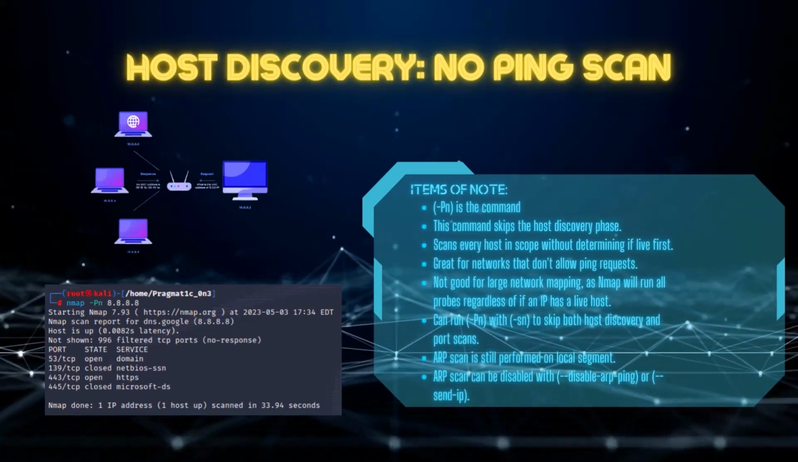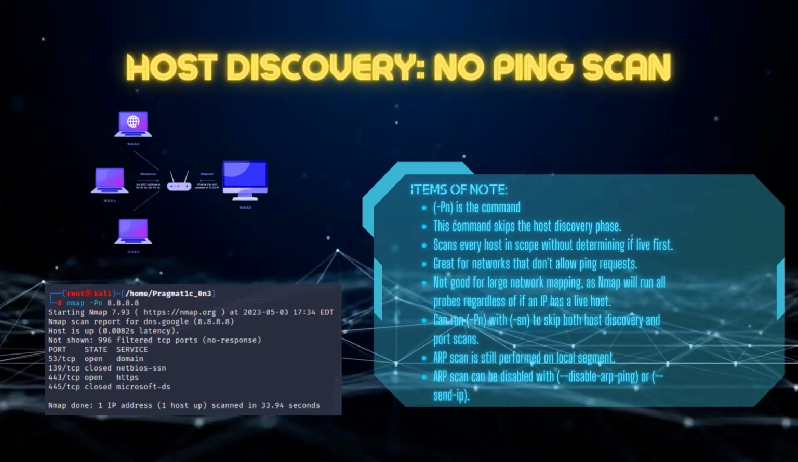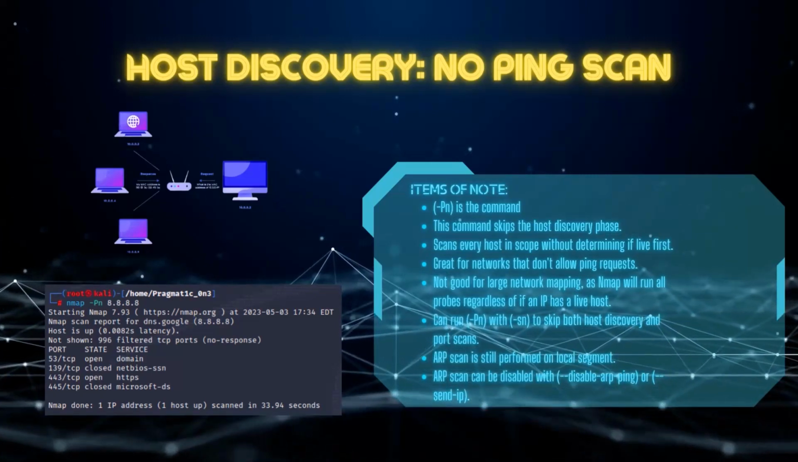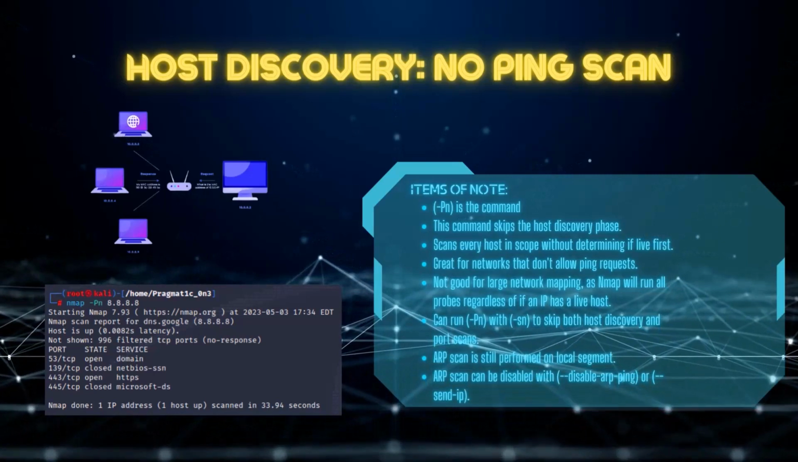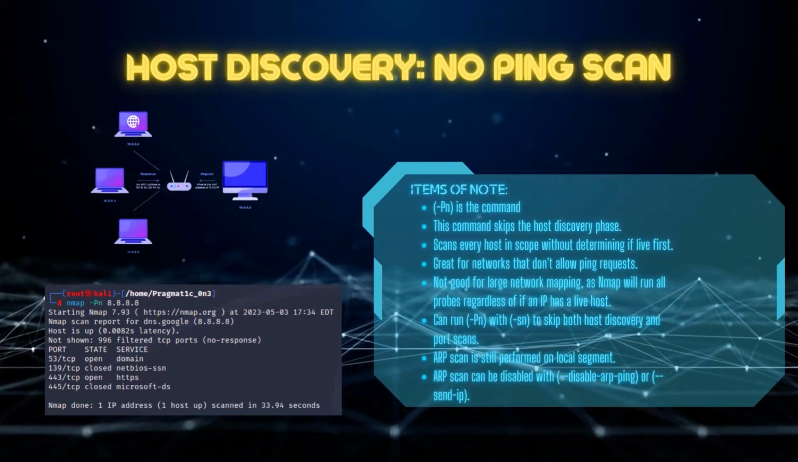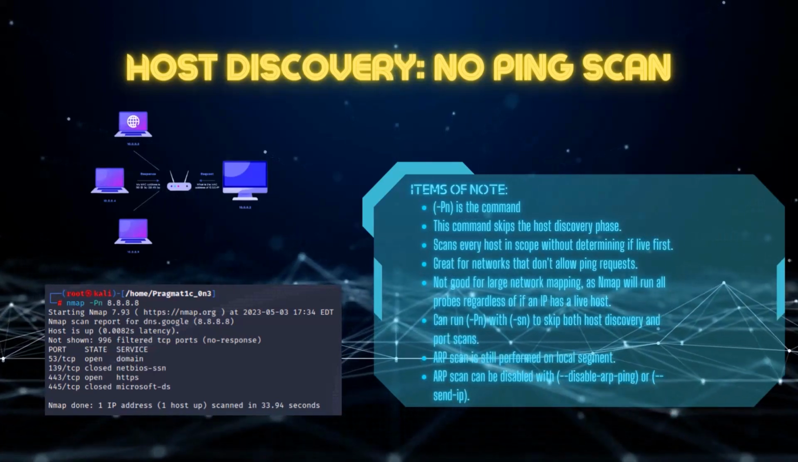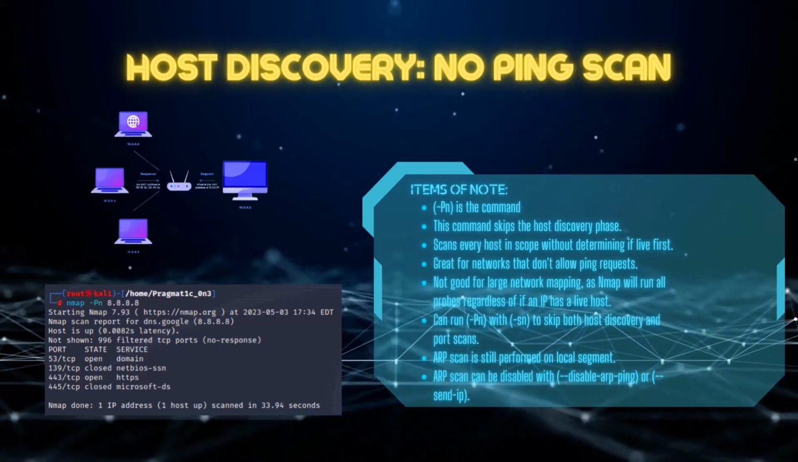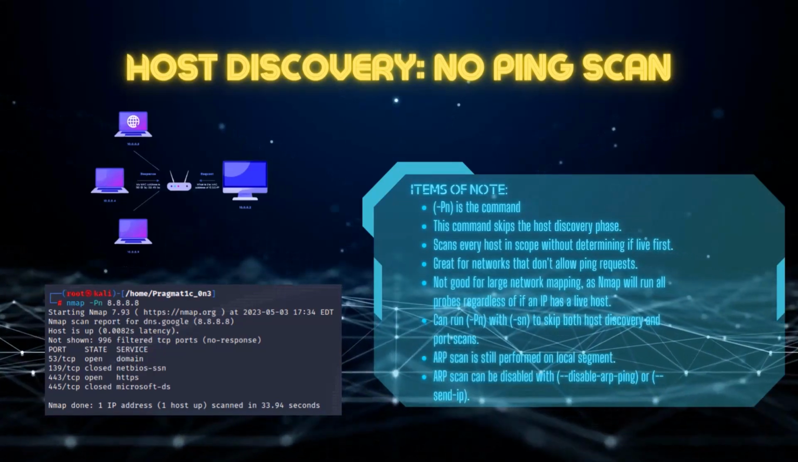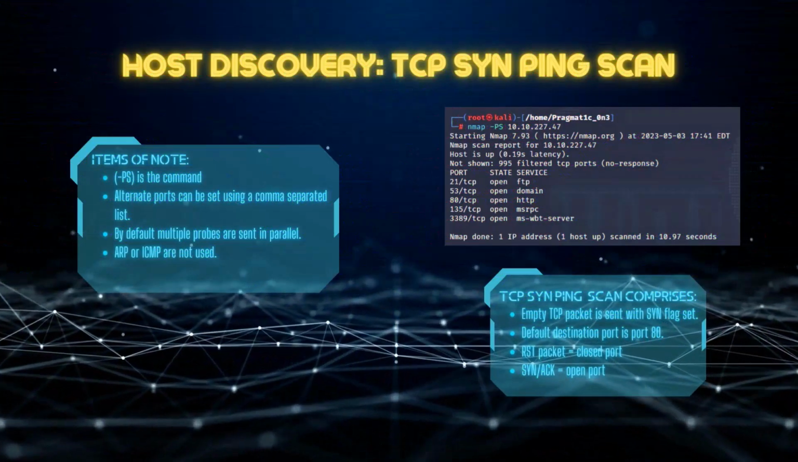To skip host discovery and port scanning while still allowing NSE to run, you can use the -Pn and -sn options together. However, note that ARP scanning is still performed for machines on the local Ethernet network unless you use the --disable-arp-ping or --send-ip options. TCP SYN Ping, -PS.